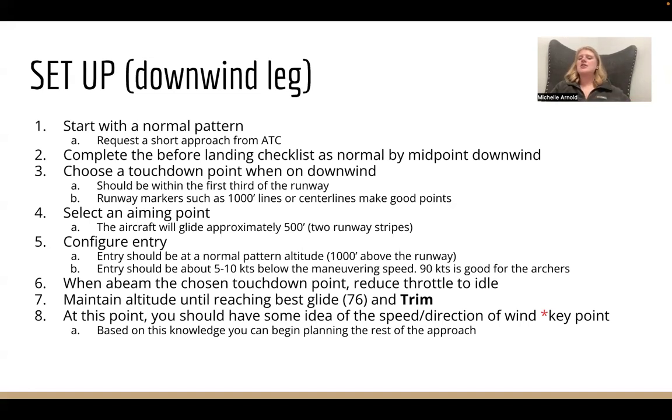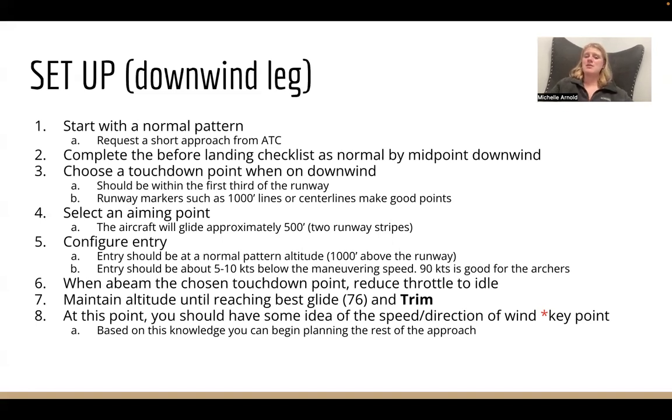Then you're going to complete the before landing checklist as normal by the midpoint downwind. You just do this for every landing, just like a regular landing. Then when you're on the downwind leg, you want to choose a touchdown point. So this touchdown point should be within the first third of the runway. A good one that I like to use is the 1,000 footers or sometimes the third stripe. You don't want it to be too close to the beginning of the runway, just in case you land too short. You still want to be landing on the runway since we were just practicing this. So yeah, a good one for me is either the third stripe or the 1,000 footers as reference points.